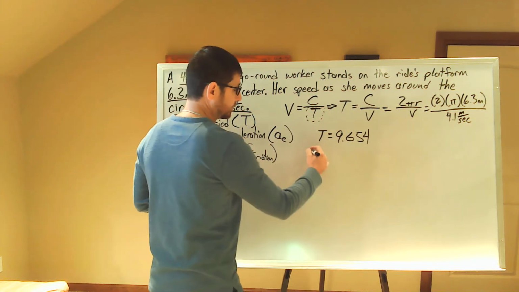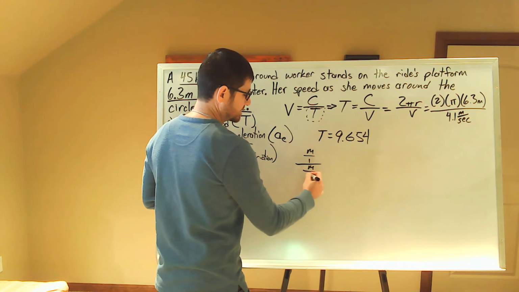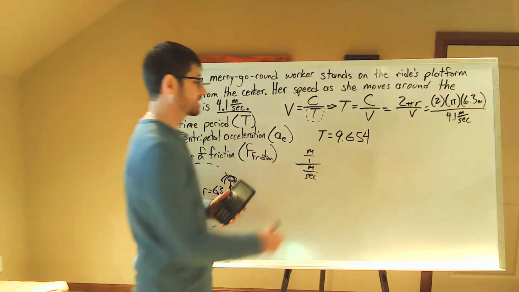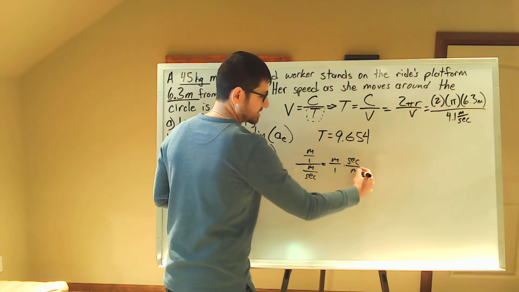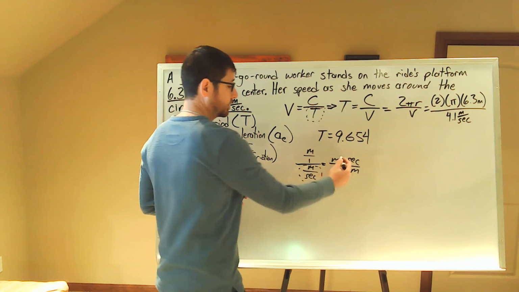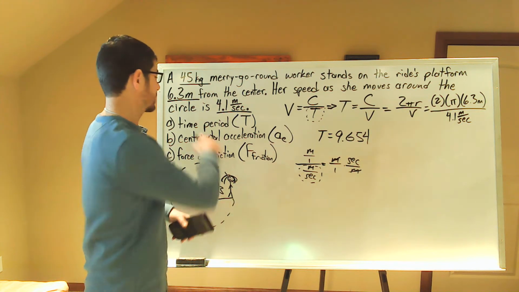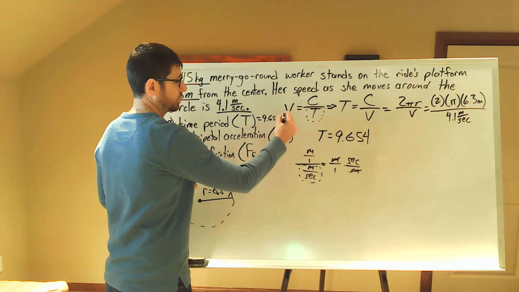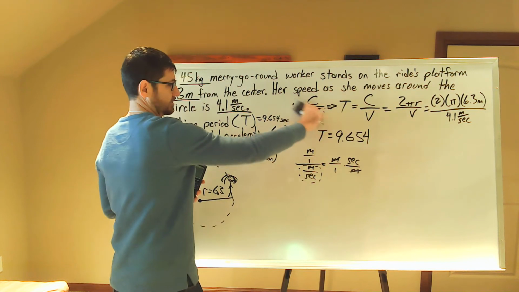So in the numerator, we have meters, which we can write meters over 1, divided by meters per second. And when we divide fractions, it's like multiplying by the inverse of the denominator. So this gives us meters over 1 times seconds over meter, because it's the inverse of the denominator. So we see that our meters cancel here, leaving us with units of seconds. So our time period is 9.654 seconds.